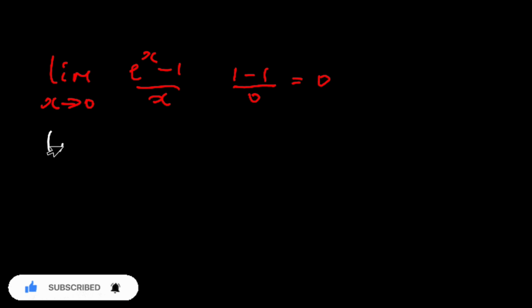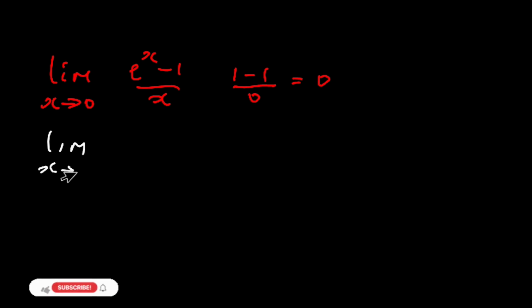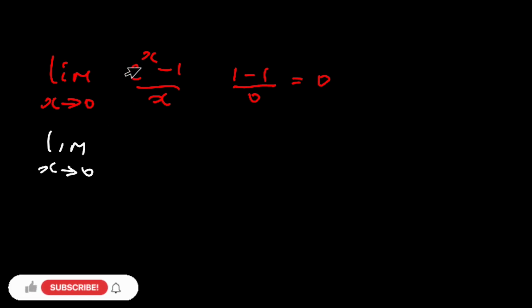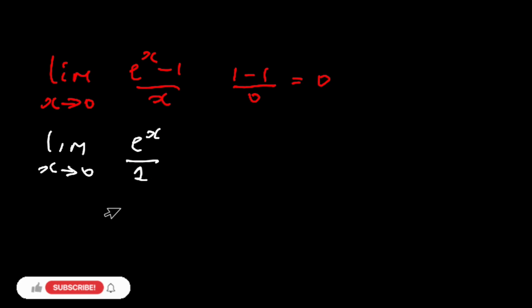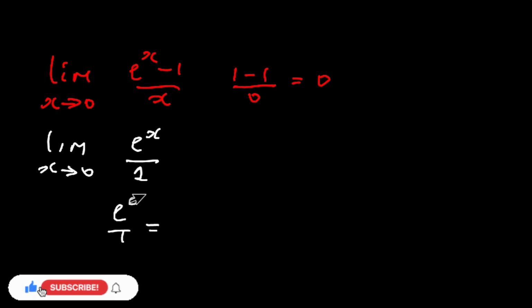So we have that limit as x approaches 0. If we differentiate e raised to power x, you have e raised to power x. Negative 1 will tend to 0 because it is a constant. Now if we differentiate x, you are going to get 1. So substituting x equals to 0 here, we have e raised to power 0 over 1. We know that any number raised to power 0 is equal to 1, and then 1 divided by 1 is equal to 1. So 1 is the answer to this question.